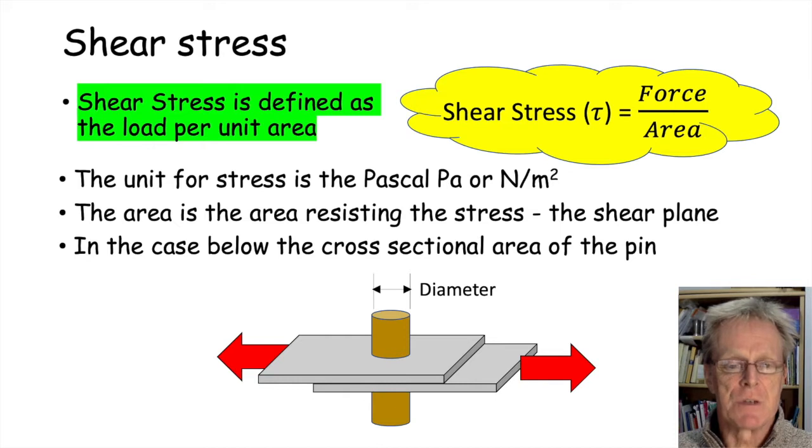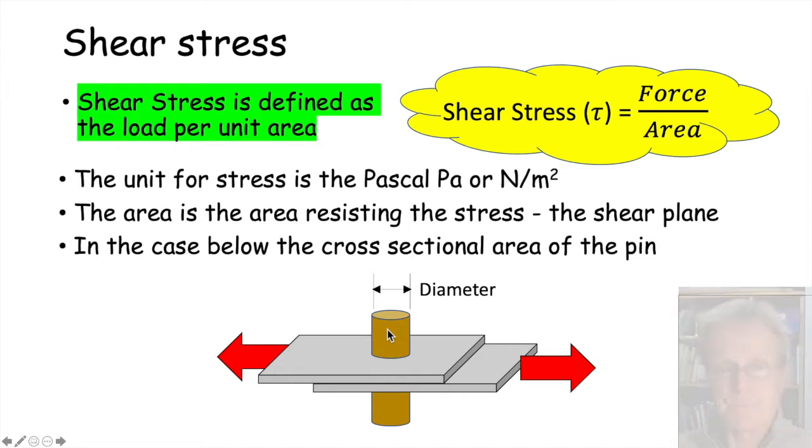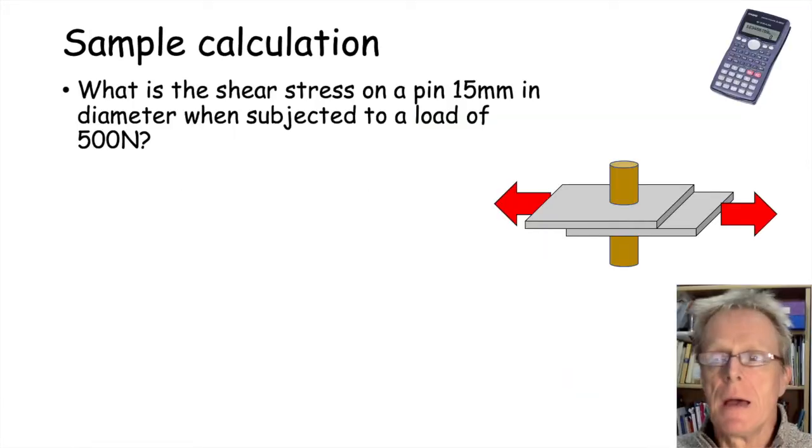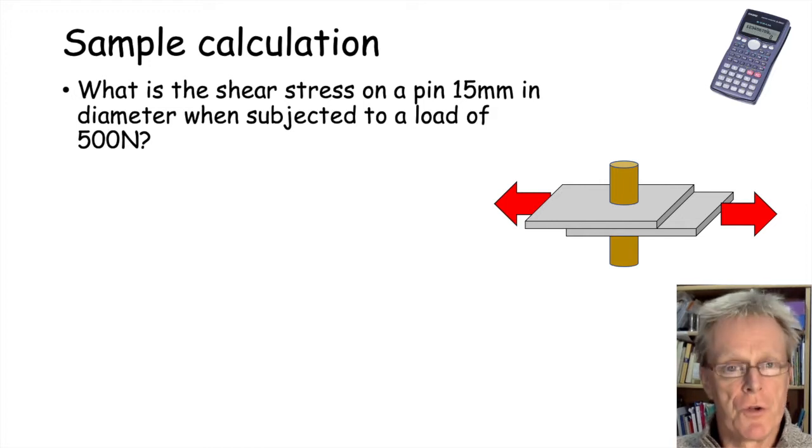Now in this particular example here, we've got two plates of metal, one being pulled one way, the other one being pulled the other way, and the thing that stops them sliding apart is the single cross-sectional area of this pin. So here's a question. Let's have a look. Let's work through this. What is the shear stress on a pin 15 millimeters in diameter when subjected to a load of 500 newtons?